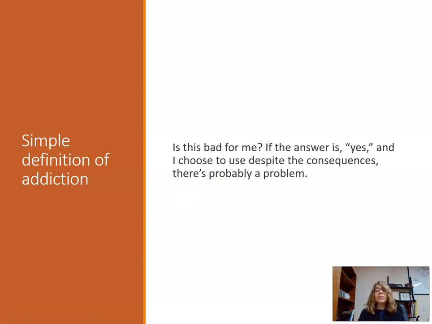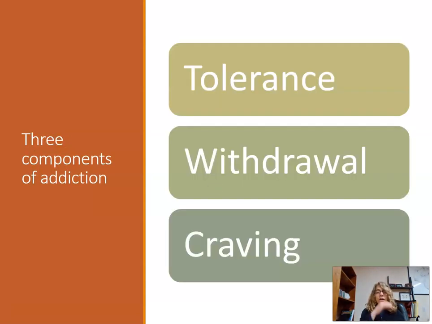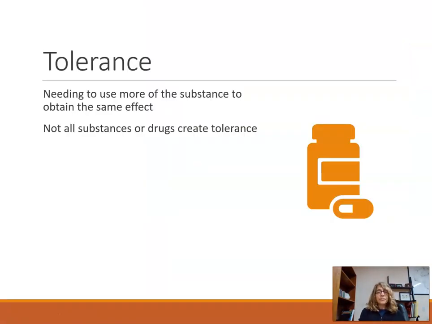Now here's a more complex and full definition, and it comes in part from the DSM. It's not entirely the DSM definition. Here we see three components of addiction: tolerance, withdrawal, and craving. Let's begin with tolerance. What does tolerance to a drug mean? Tolerance means needing to use more of the substance to obtain the same effect.